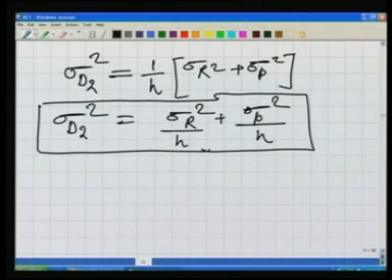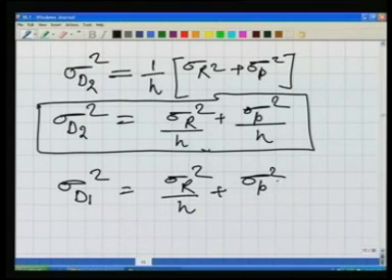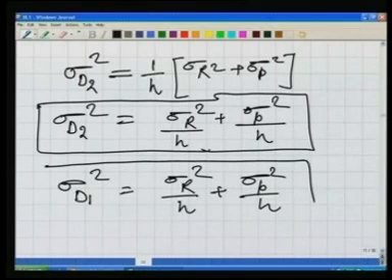If you look at this, you will notice that sigma d2 square is the error which is propagated because of the reading error and because of the bisection error in the average of the foresight. Similarly, we can write sigma d1 square as sigma r square divided by n plus sigma p square divided by n. Now what is the meaning of this?